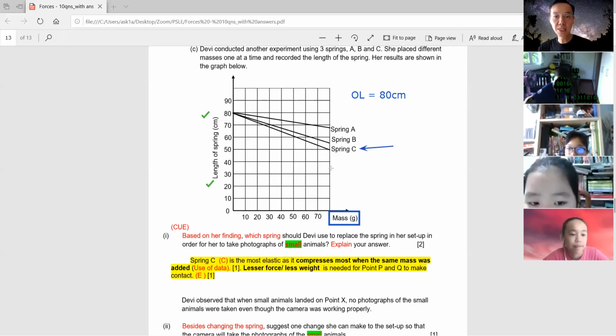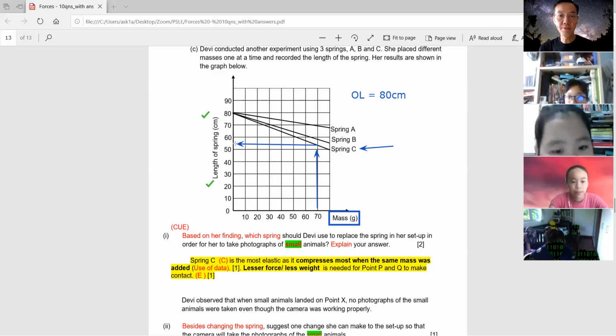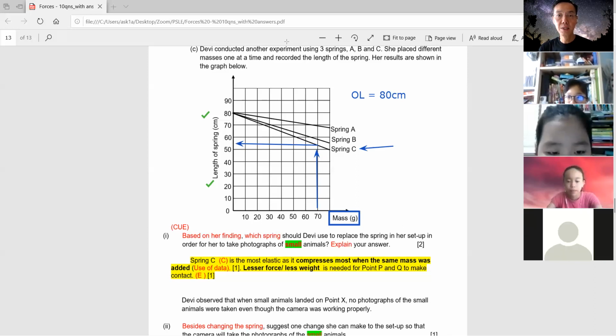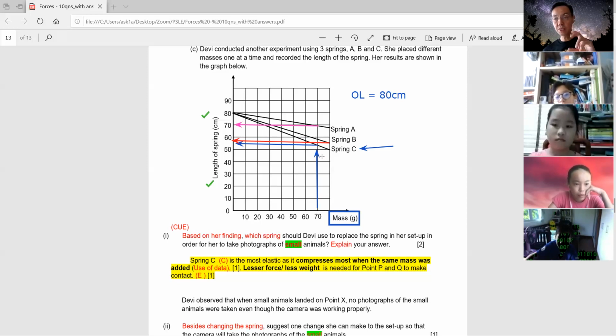So you see, for example, at this mass 70, at 70 gram, the length of spring C becomes like 50 something. Length of spring B is slightly higher, maybe this value. Then A is here. So you understand that this means spring C is not as stiff as the rest.